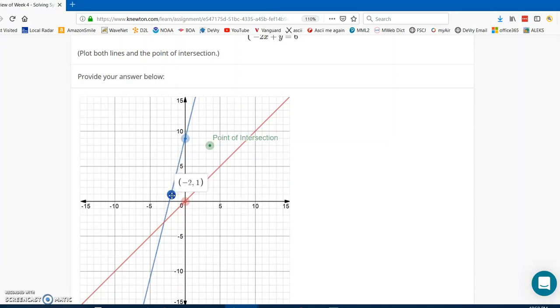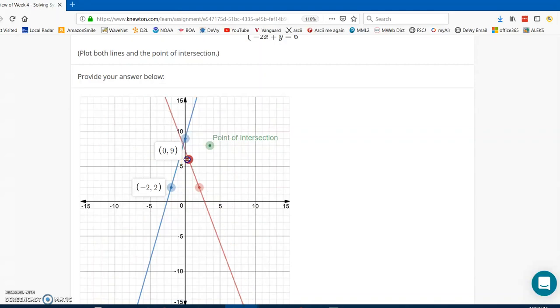And I'm doing this with a mouse. If you try to do this with a touchpad, it can be really tricky. All right, so my 2 points were 0, 9 and negative 2, positive 2. That's the first equation. The second equation, I had 0, 6, x equals 0, y equals 6. That's this point here. And I'll tap it just to be sure. 0, 6. And then the other point I was going to plot was x equals 1, y equals 8.